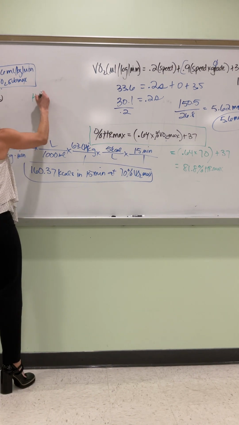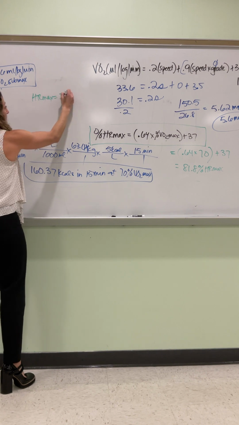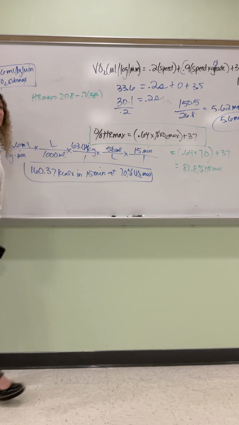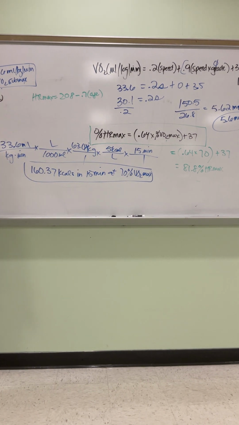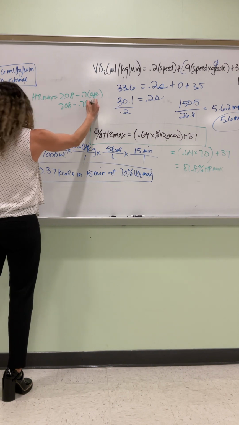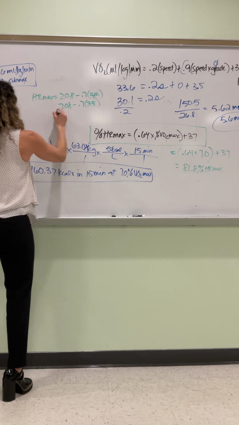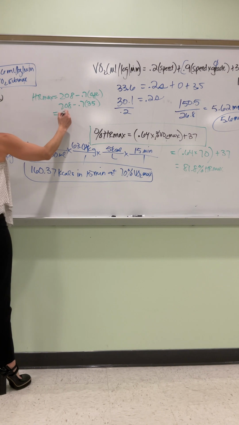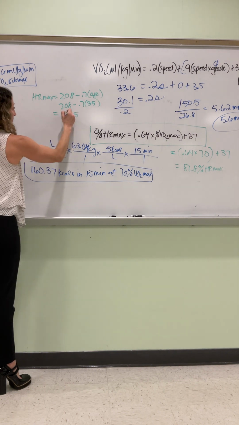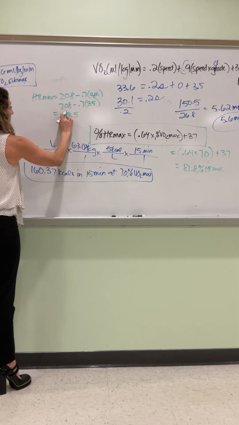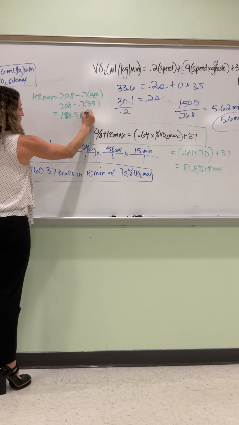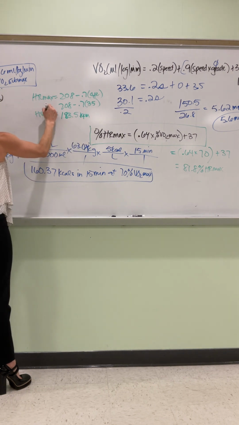208 minus 0.7 of each. Okay, this formula will not be given to you. That's a formula I expect you to know. So 208 minus 0.7 times 35. What does that turn out to be? 183.5. This is beats per minute. This is heart rate max.